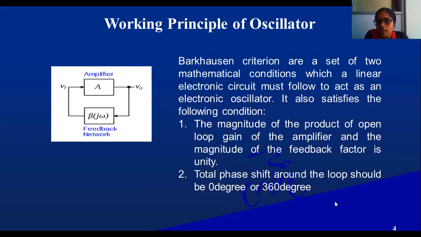Two Barkhausen criteria need to be satisfied. Number one, the first criterion is that the product of A into beta should be equal to unity. A is the amplifier gain and beta is the feedback factor. And the total phase shift around the loop should be equal to 0 degrees or 360 degrees. Here, if the amplifier part is giving a phase shift of 180 degrees, the remaining 180 degree phase shift should be produced by the feedback part. These are the two important criteria that need to be satisfied by the oscillator circuit to get sustained oscillations.